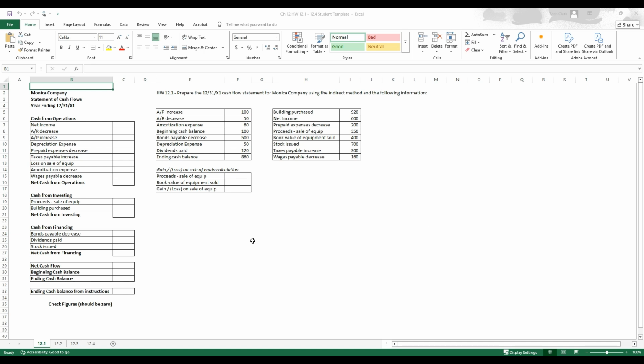Hi everyone. This is the first of the chapter 12 homework walkthroughs, and we're going to start with homework problem 12.1 here on the first tab.